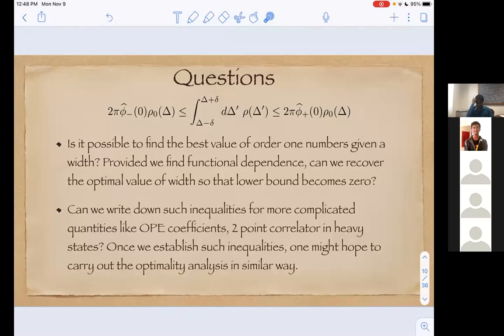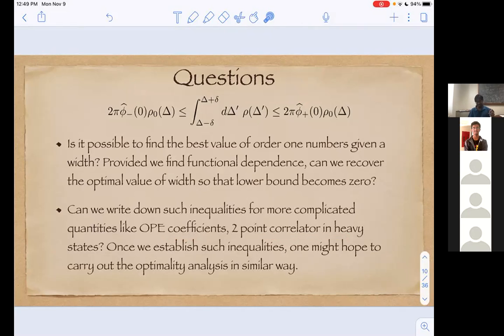Yeah. So that was one question, where we wanted to find out the optimal value of phi minus and phi plus, and wanted to have some CFT which saturates the bound. And in another line of development, we also wanted to ask whether we can write down such inequalities for more complicated quantities like OPE coefficients or the 2-point correlator in heavy states?